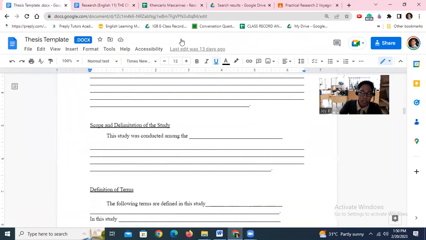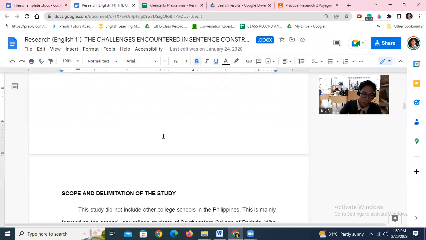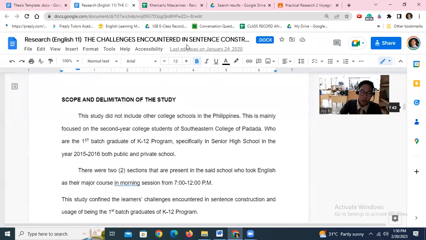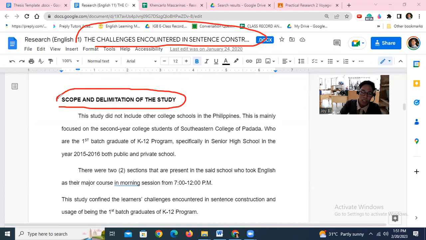And then, dako tayo sa next part, we have the scope and the limitation of the study. Remember, kapag sinabing scope and the limitation, it talks about saan ba ang limitation, saan ba yung scope. Pag sinabing scope, yung boundary ng study. Okay, so going back again to our research before, when we conducted this study, the scope and the limitation of the study talks about where is the location of the study conducted. For example, this study did not include other colleges schools in the Philippines. This is mainly focused on second-year college.